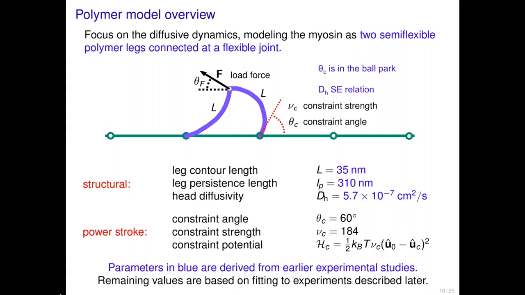Then you can see that the point is to apply the resistive force, nominally in an experiment applied in an optical tweezer to a cargo, and it's applied at an angle with respect to the head junction between the two lever arms, specifically by theta subscript f. The structural parameters that are input into the theory are the ones that I already showed you, the L, and really the ratio of L over LP, and the diffusivity of the head once it detaches from actin. In fact, Stokes-Einstein suffices, and that gives you this number, 6 × 10⁻⁷ centimeters squared per second.